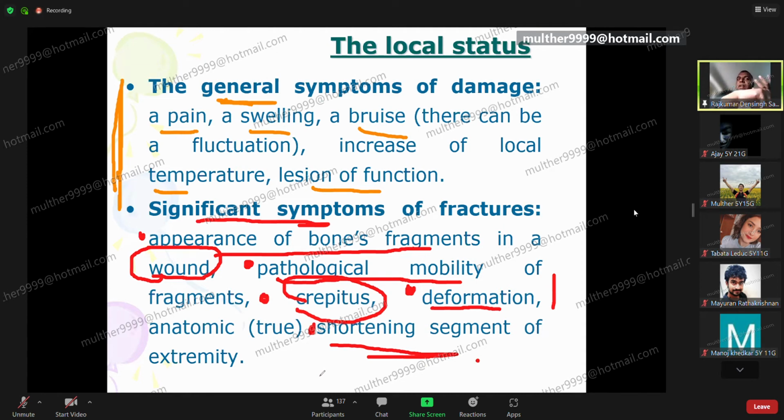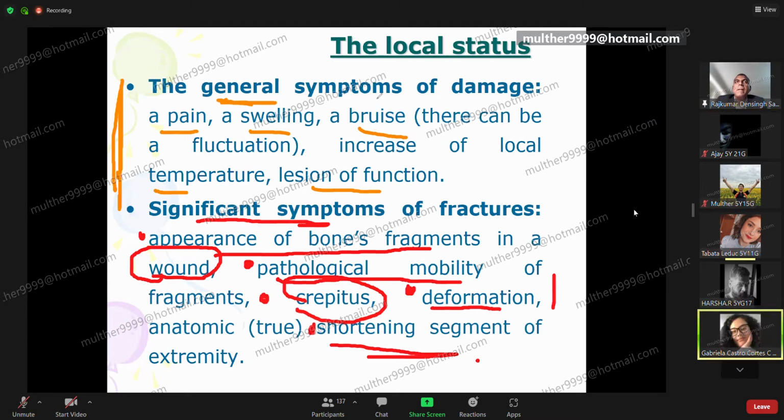This is general sign. Specific sign: you look at the skin, there is no damage, so the first sign is absent. Second sign, if you try to hold both the hands and try to move, if you can move, there is pathological mobility present. Of course, when there is pathological mobility present, you can hear what? Crepitus. Of course, the limb is going to get deformed, and then the length of the forearm is going to be shortened. So these are all what? Specific signs. Understood, doctors?